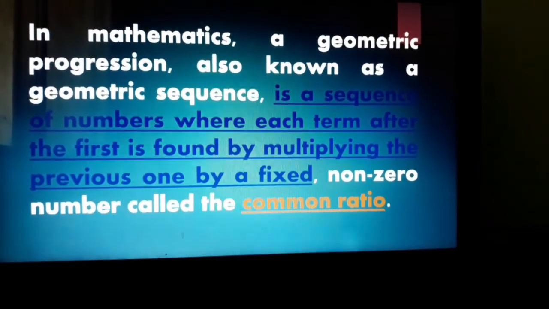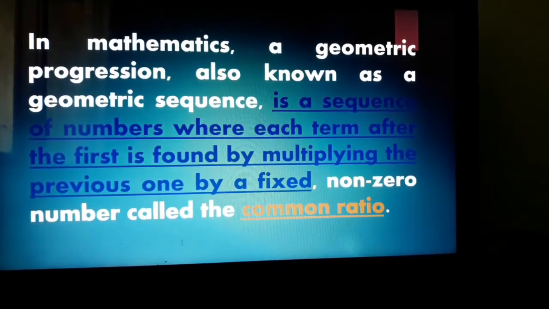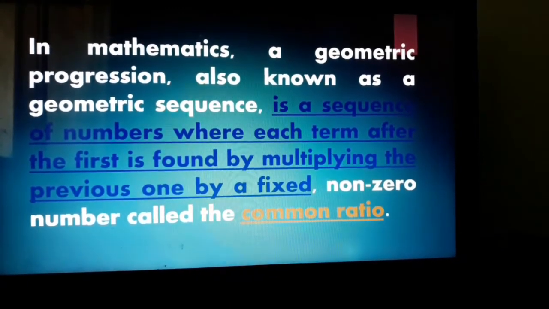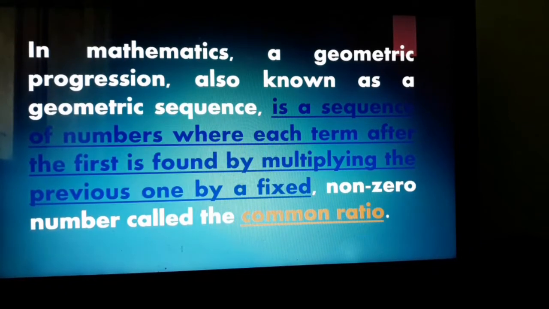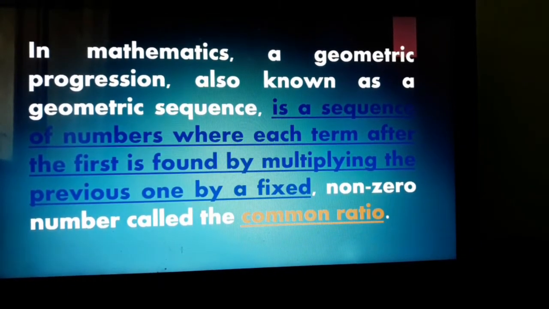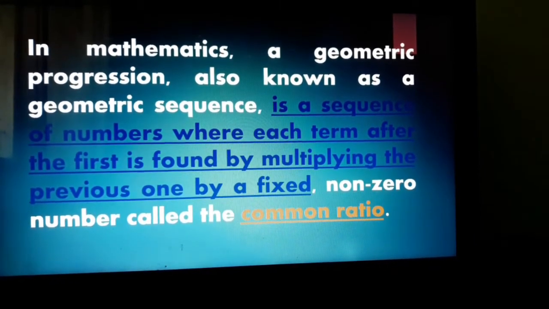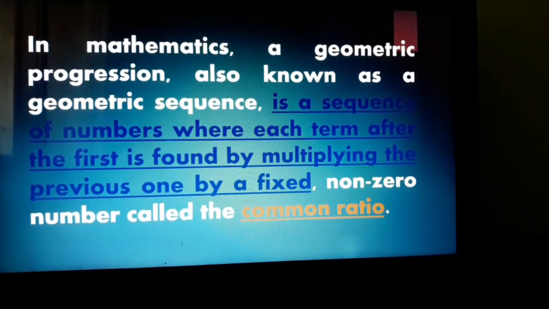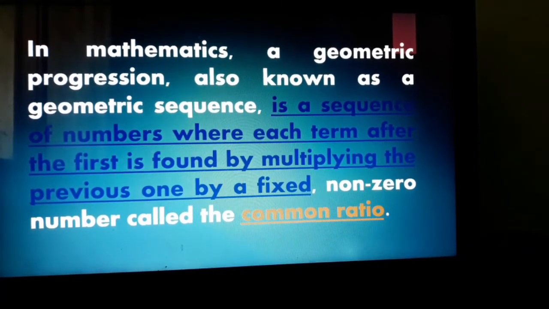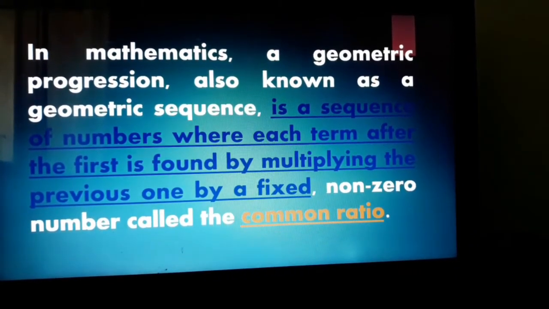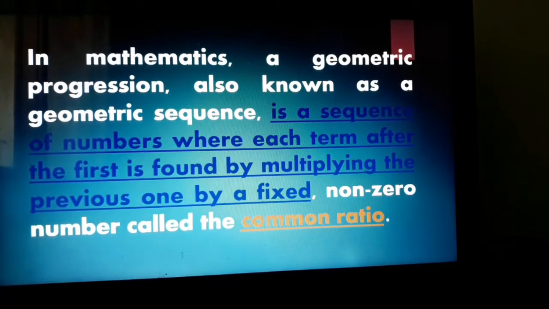Another definition is, in mathematics, a geometric progression, also known as a geometric sequence, is a sequence of numbers where each term after the first is found by multiplying the previous one by a fixed non-zero number called the common ratio. So yung definition na to hindi naman naiiba dun sa previous definition. And according to this, another term used for geometric sequence is geometric progression. So sabi din dito, to look for the next number, gagawin mo lang is you multiply using the same number yung previous term.